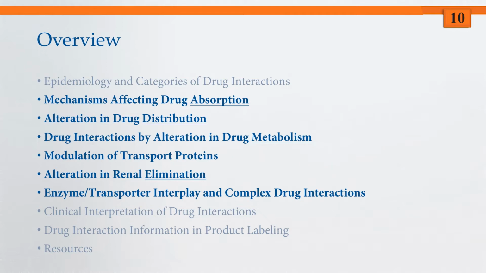Starting with absorption, many drugs are dependent on a specific pH range for optimal solubility. Not all drugs, but many drugs are. So when you increase the gut pH by using an H2 antagonist or a proton pump inhibitor, it can interfere with, either increase or decrease, the solubility of a drug depending on its solubility profile, thereby increasing or decreasing absorption.